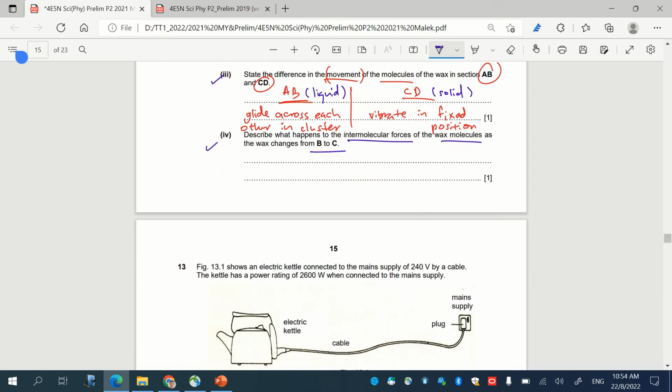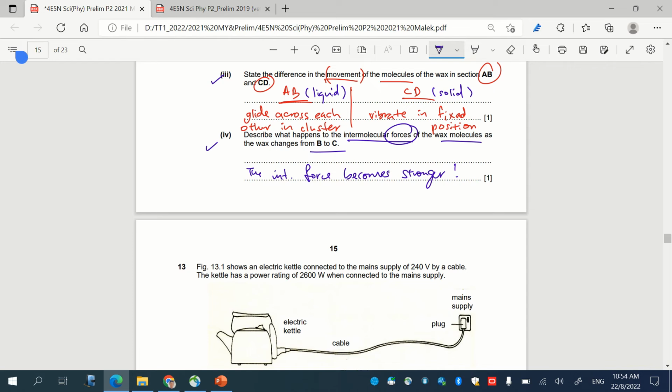So that's all you have to say. When we describe what happened, we must use the right term. Did it become stronger or weaker? So you have to say the intermolecular force becomes stronger. Okay, that's all they ask for, for the 1 mark.